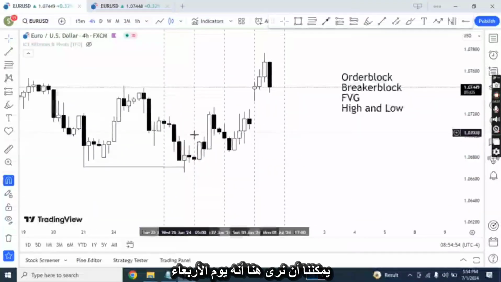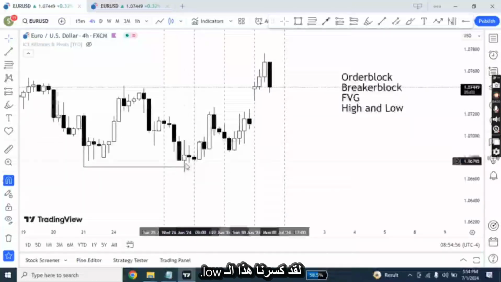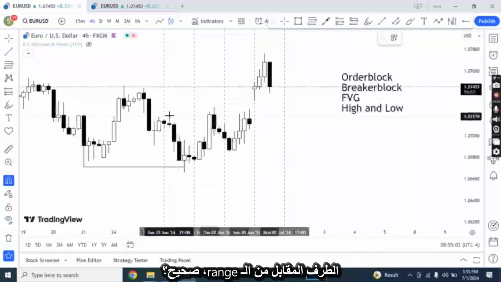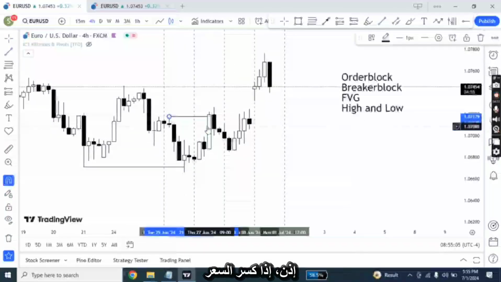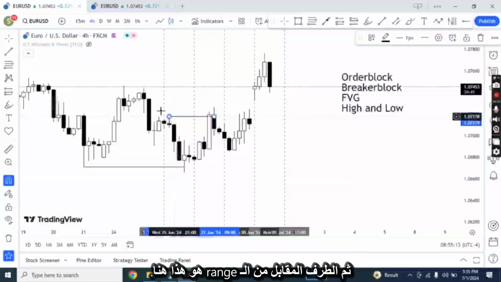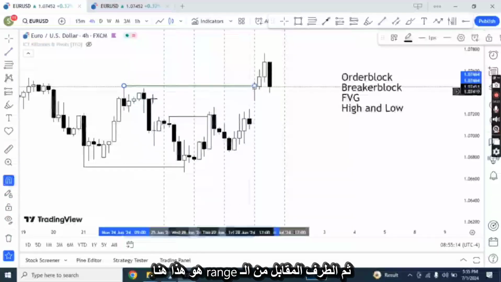Now on Thursday we can see that on Wednesday we had taken out this low. After price takes out a low, the next target for us becomes the opposing end of the range, right? So if price takes out one side of the range, we're going to then take out the other side of the range. So here's the 50% of the range, and here we have this side, and then the opposing end of the range is this one right here.